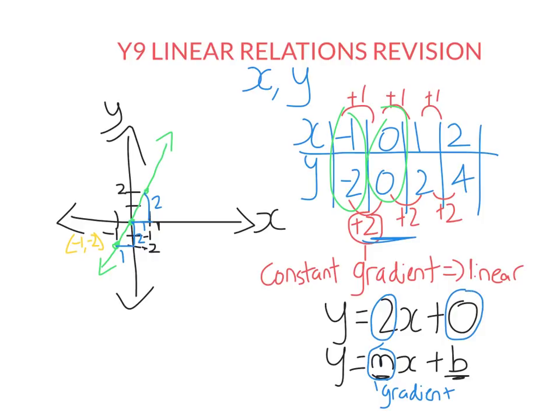This number is where the graph hits the y-axis. And you can see that the graph intersects the y-axis, the vertical axis, at 0. That's why this number here was 0. So if you can write the rule that links x and y in the form y equals mx plus b, then the relationship between x and y is linear. Then if you graph it, it will be a straight line.